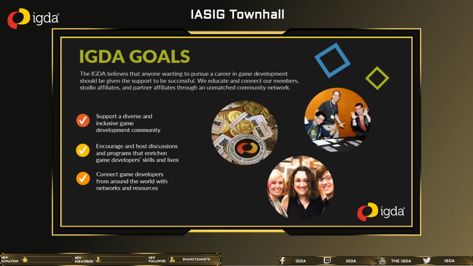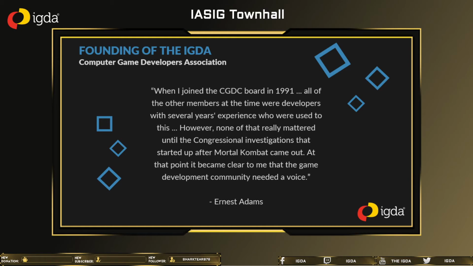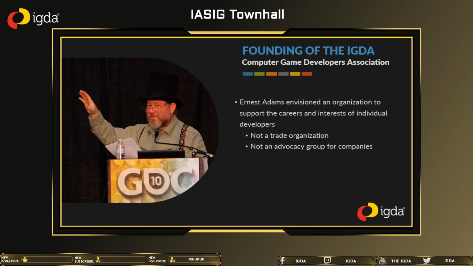So how was the IGDA formed? Well, we were formed back in 1994 because there was an issue in Congress where Mortal Kombat was being seen as overly violent for children, though it was not necessarily marketed at children. And there was a lot of discussion between the large companies about what it meant to be a video game and who was at fault. But during all of those discussions, no one came forward to represent the individual developers and to make sure their voice was heard. So that's why the IGDA was formed.